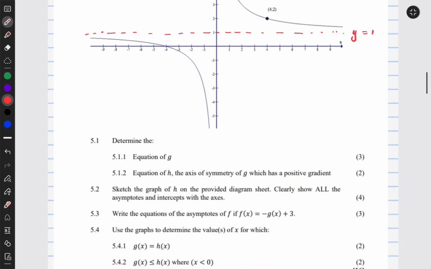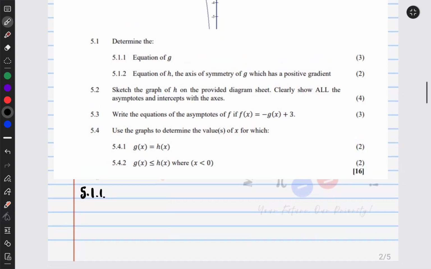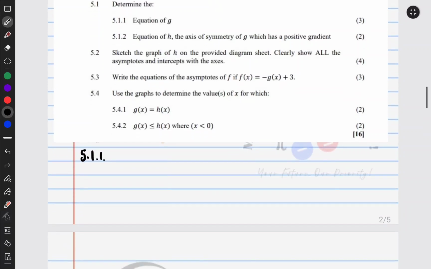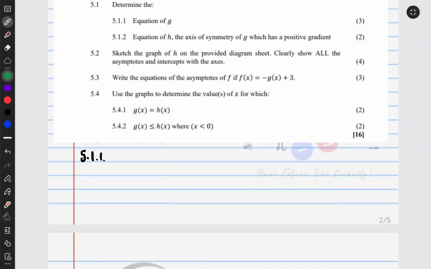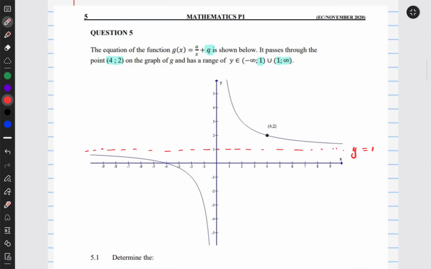Okay, let's go to the question. For 5.1.1, we are asked to determine the equation of g. What do we know? We already have the value of q. So q is equal to 1, and the reason is that it is the horizontal asymptote. Then we have q, but we still have the value of a, which is our unknown.